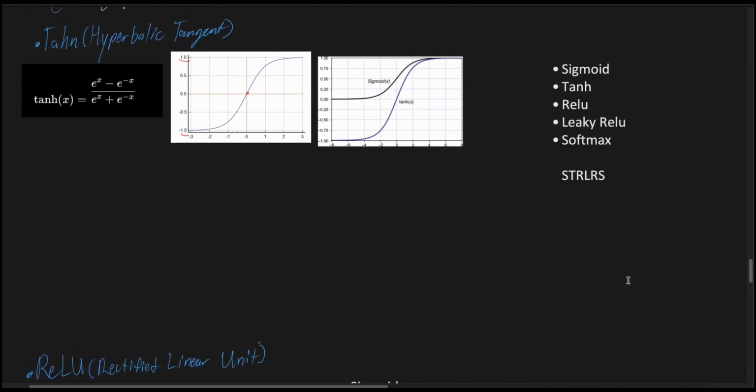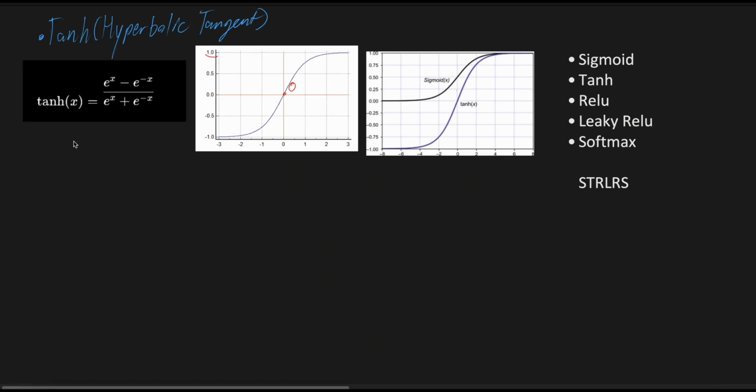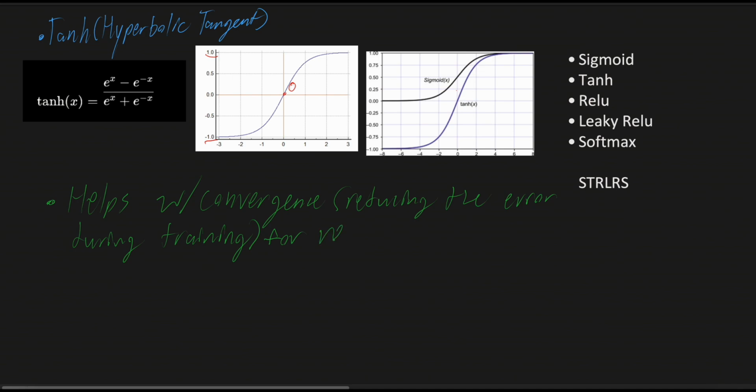And we'll be focusing on the hyperbolic tangent function. Now, the hyperbolic tangent function outputs values in a range from -1 to 1, as we see over here, making it zero-centered, which can help with the convergence during the training of neural networks, which means reducing the chances of error between the different outputs during the training process. So, it helps with convergence, reducing the error during training for neural networks.